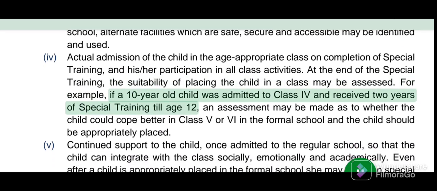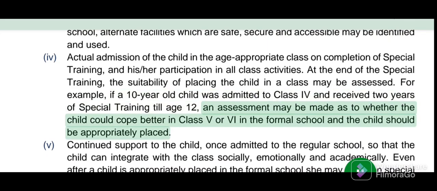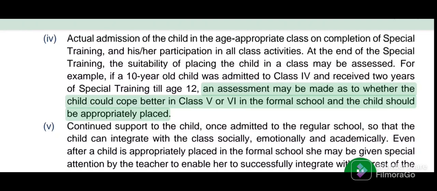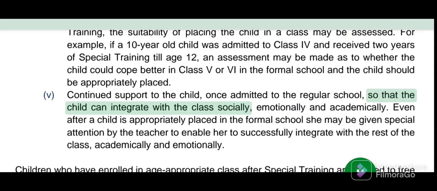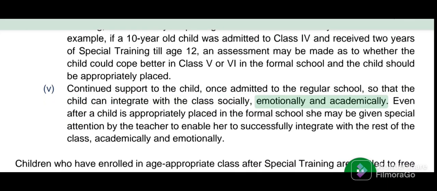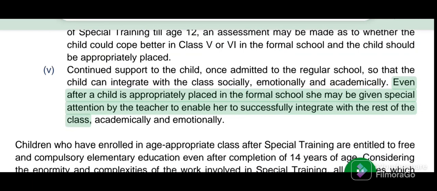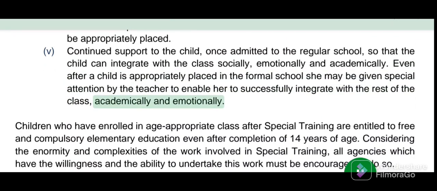For example, if a 10-year-old child was admitted to class 4 and received 2 years of special training till age 12, an assessment may be made as to whether the child could cope better in class 5 or in the formal school and the child should be appropriately placed. Continued support to the child, once admitted to the regular school, so that the child can integrate with the class socially, emotionally and academically. Even after a child is appropriately placed in the formal school, she may be given special attention by the teacher to enable her to successfully integrate with the rest of the class, academically and emotionally.